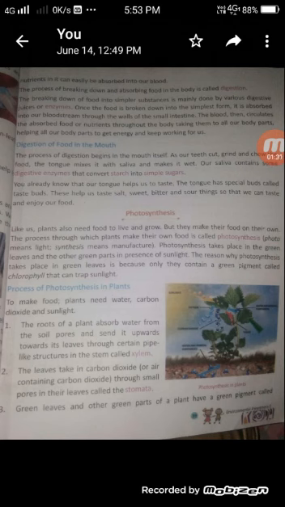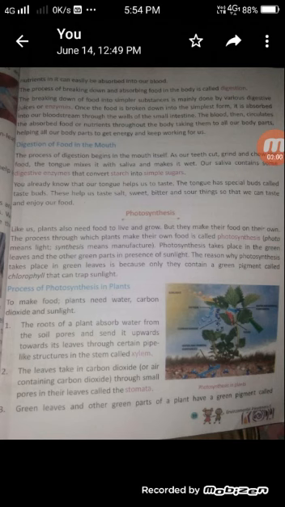Digestion of food in the mouth. The process of digestion begins in the mouth itself as our teeth cut, grind, and chew. The tongue mixes it with saliva and makes it wet. Our saliva contains some digestive enzymes that convert starch into simple sugars.